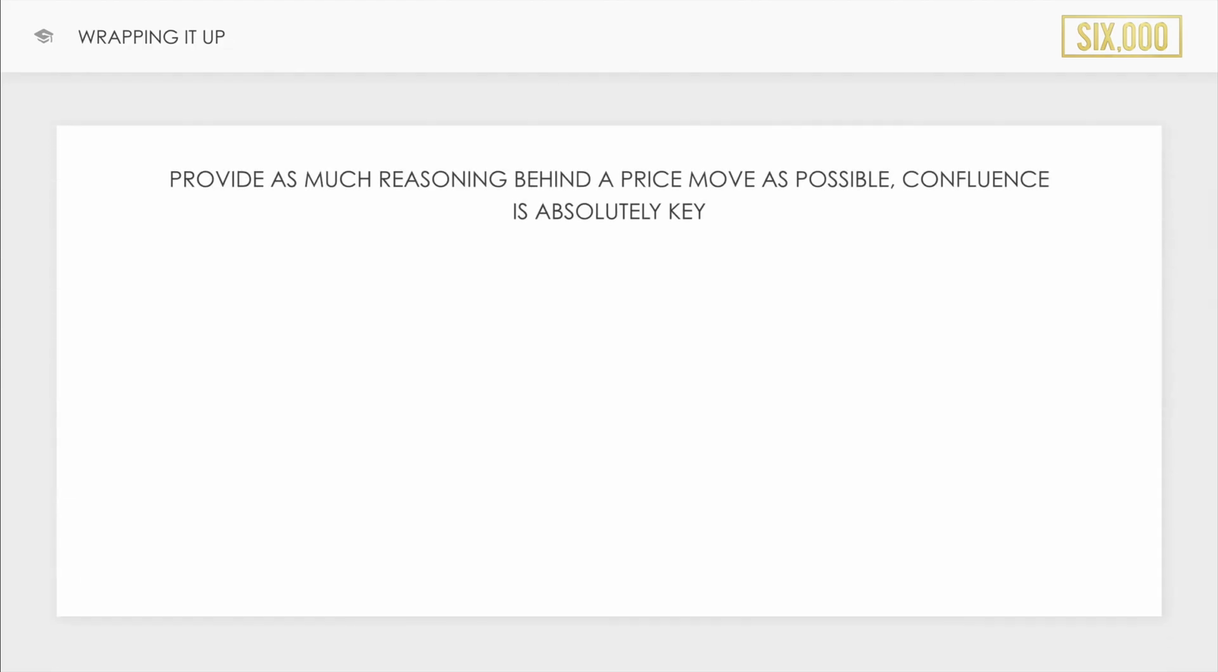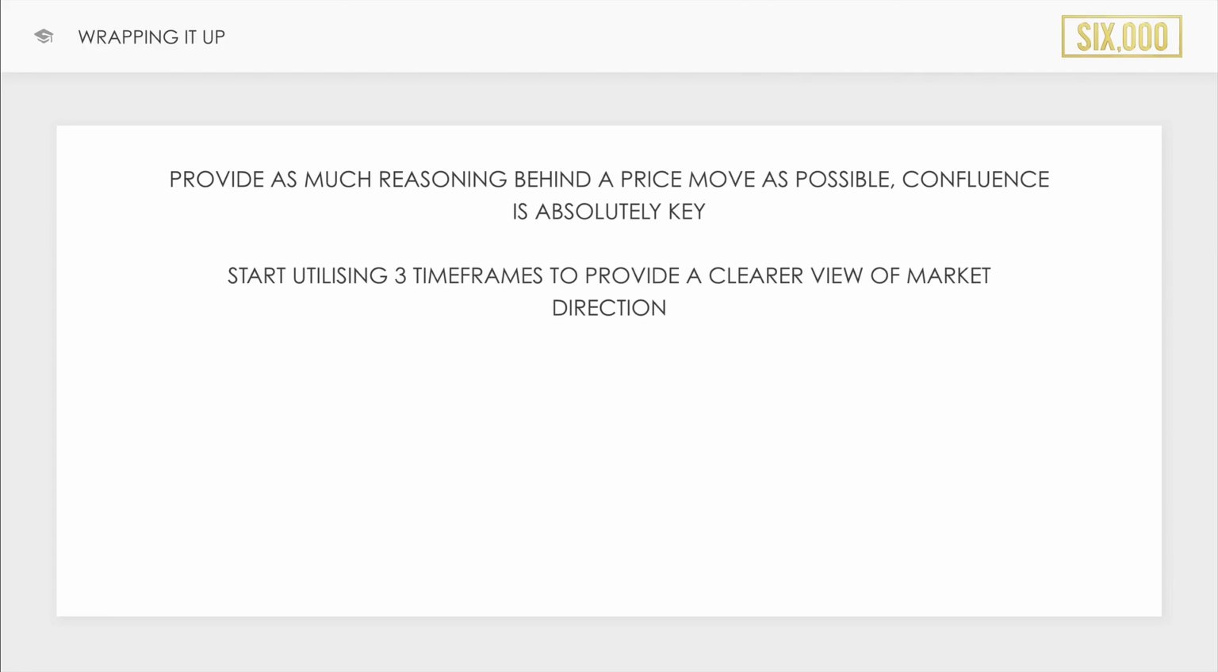Now let's just wrap it up for today. What I want you to do is provide as much reasoning behind a price move as possible. Confluence is absolutely key. Harmonic trading is a very successful methodology, but if we can use all of our technical working tools to our ability, this is how we find these high probability setups, where the potential for profit is far higher.